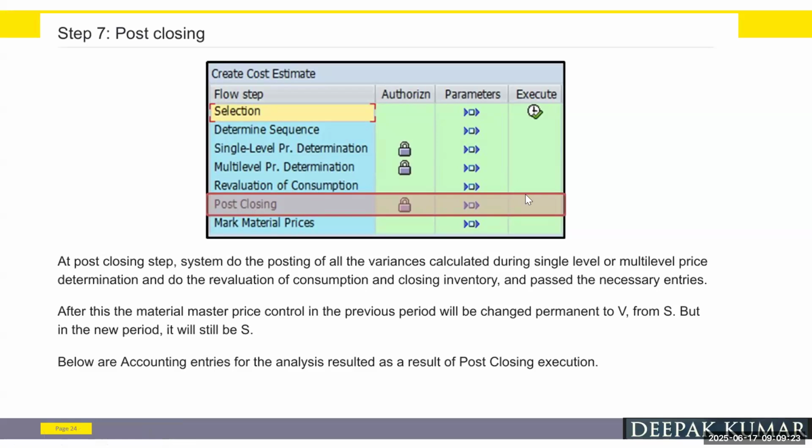Last step is post closing. It will revalue the inventory. So other than post closing, all the steps can be executed as many times during the month as we want. Even revaluation we should not do, both in ECC for revaluation and post closing. Except these, others we can do multiple times. Single level, multi-level can be done multiple times. No FI postings are done.